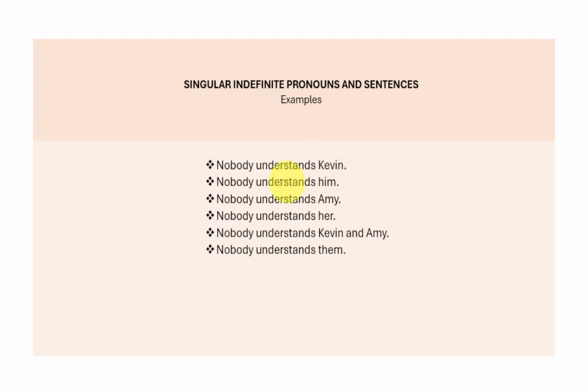Nobody understands Kevin. Nobody understands him. So in this case, this is Kevin, right? It's a man. Now, it's the same sentence. We're using this. The subject here is singular. Nobody understands Amy. Nobody understands her. So this is a noun, and this is the pronoun. So we're dealing with the indefinite pronoun. Okay? So nobody understands her.